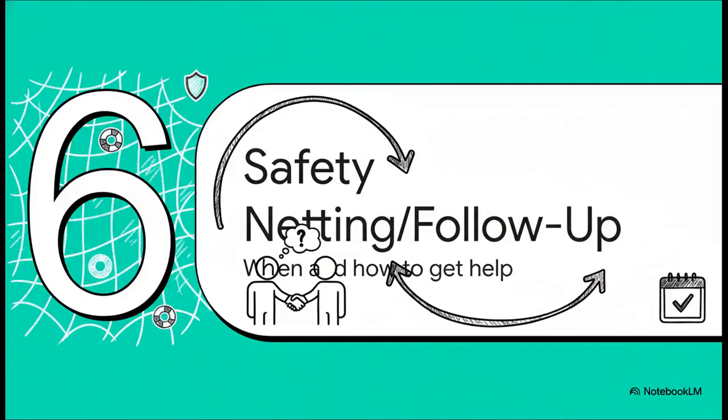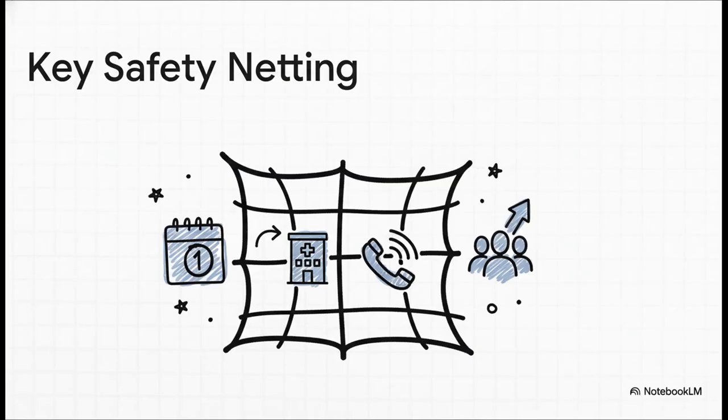Okay, we're on the home stretch now. And honestly, this last part, safety netting and follow-up, is one of the most important things you will do. It makes sure the patient leaves feeling supported and knowing exactly what to do if things get worse. So here's your safety netting checklist. These are the things you absolutely have to tell the patient before they walk out the door.